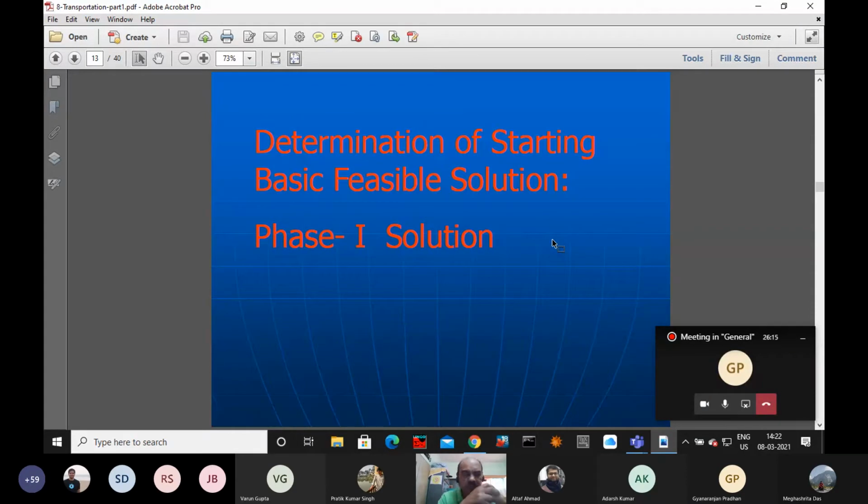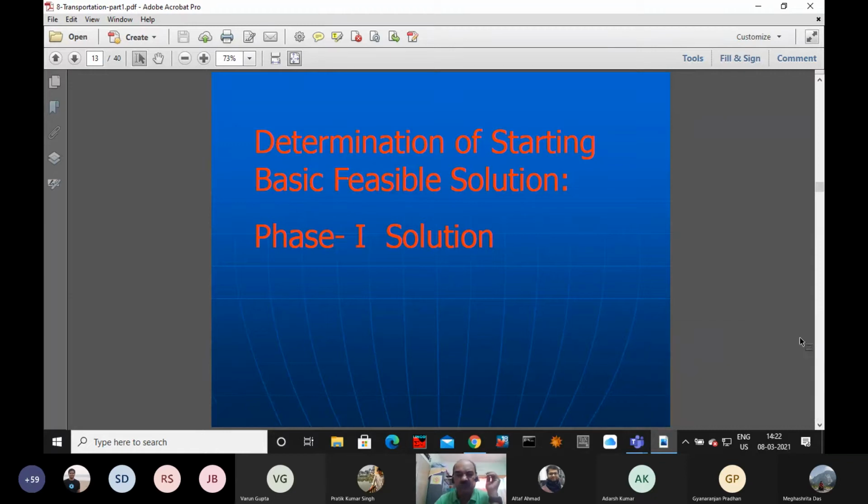So the next part is determination of the starting basic feasible solution, that is called the phase 1 solution. We solve the transportation problem in 2 different phases. First phase is the trial solution. In the second phase, we check whether the trial solution is optimal or not. If it is optimal, we'll stop. If it is not optimal, we'll try to improve the solution.